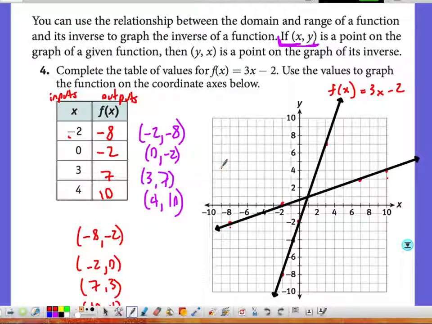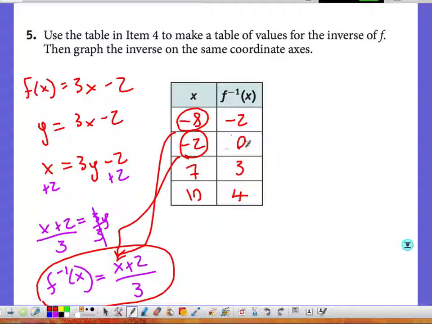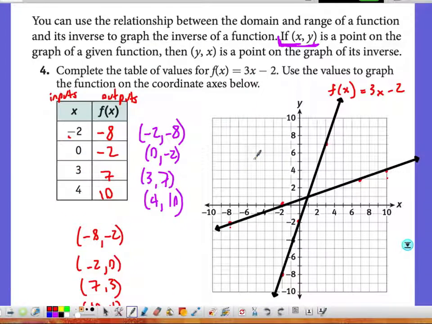But isn't it easier to just take your table from your f of x, switch the values, and you get the ordered pairs for your inverse? Alright. Now take a look at this. Let's graph y equals x. Why do I want to graph that? Well, let's go ahead and put it on the graph. And take a look at that.